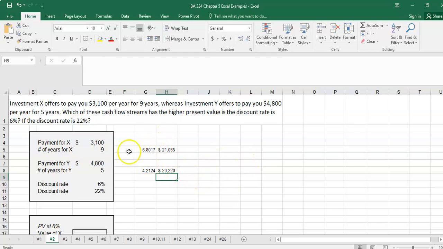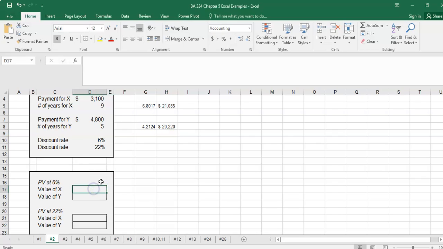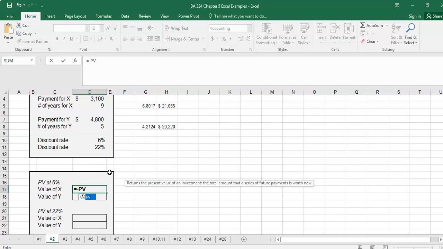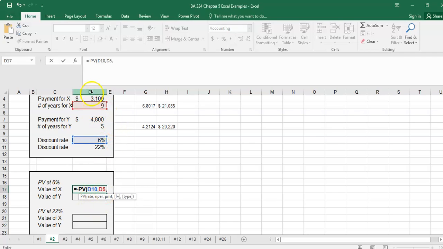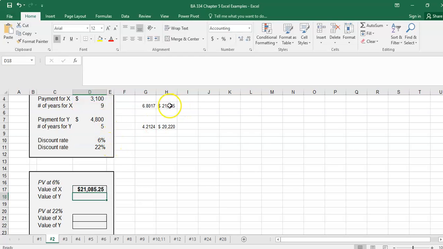This is for 6% for 9 years, and this is at 6% for 5 years. We can also do the present value calculation formula in Excel. Remember, we have to put a negative to get Excel to do the math correctly. So we pick rate. Our rate is 6%, the number of periods, which is 9, and then the payment, which is $3,100. You can see that we come out with the same exact number.